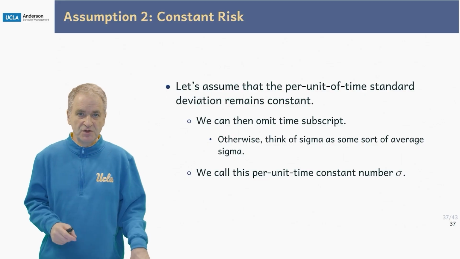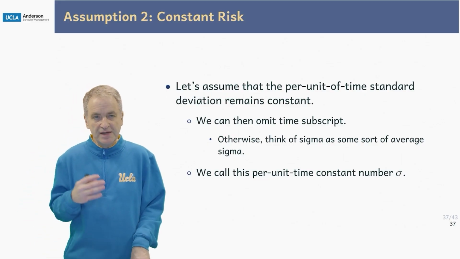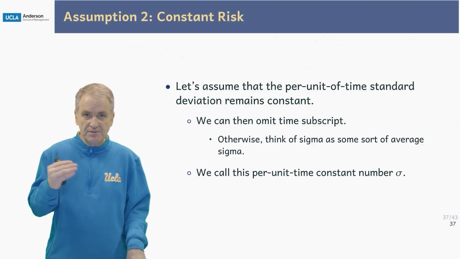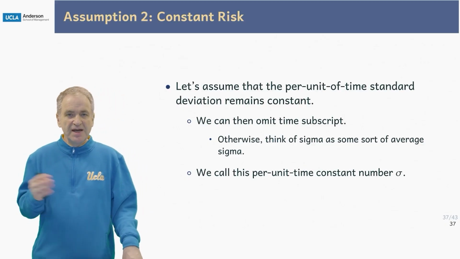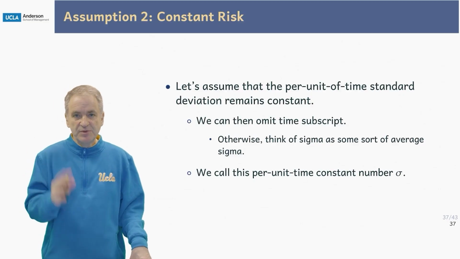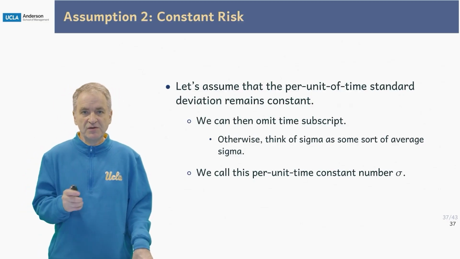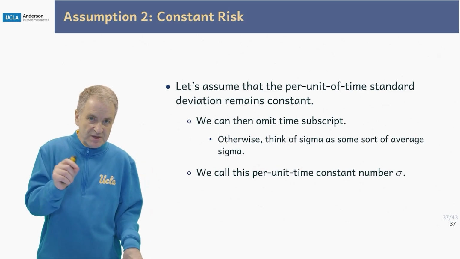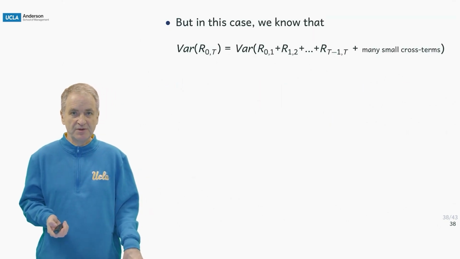Here's assumption number 2, and that's really more for convenience. It doesn't have to be. We're going to assume that the per unit of time standard deviation remains constant. If not, we sort of would be working with an average risk. I'll spare this to you. Make this just easier for illustrations. Now, because we have constant risk, whatever I use as my sigma doesn't have to have a time subscript.